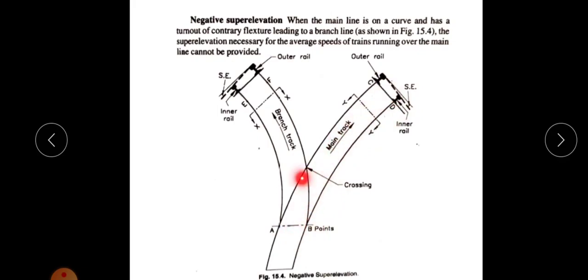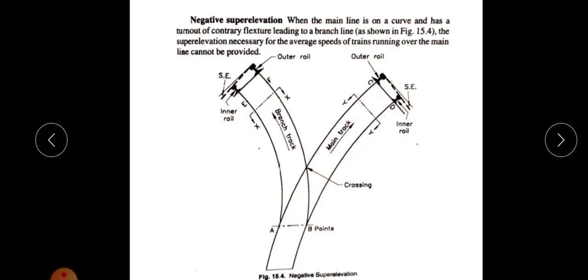The branch track is also moving through a curve. For this branch line, the outer rail BF should be higher than the inner rail AE, or the point B should be higher than the point A. But in the previous one, the point A should be higher than the point B.